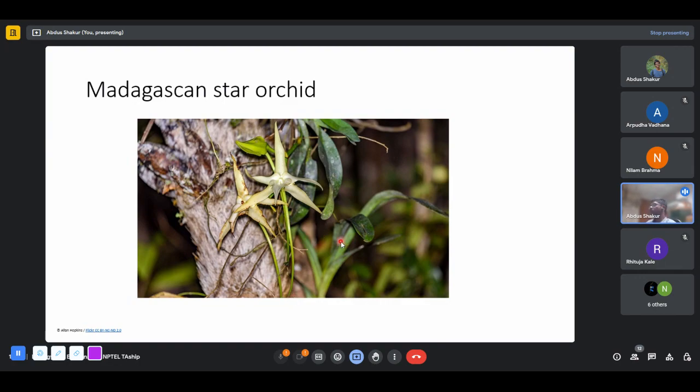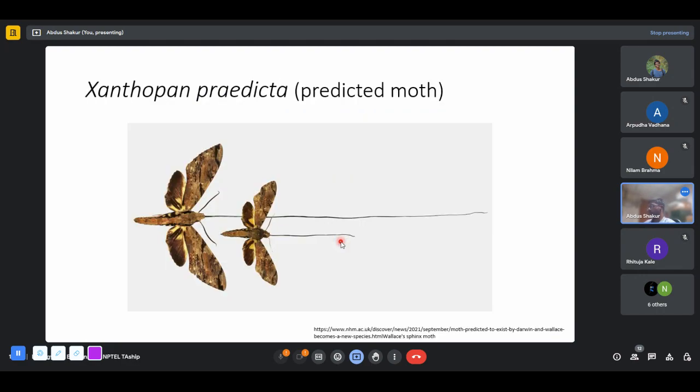But at that time, no one had found that moth. But later on, they found this huge moth, and they named it Xanthopan predicta. Predicta means it's a predicted moth, acknowledging the fact that the presence of this species had been predicted by Darwin.